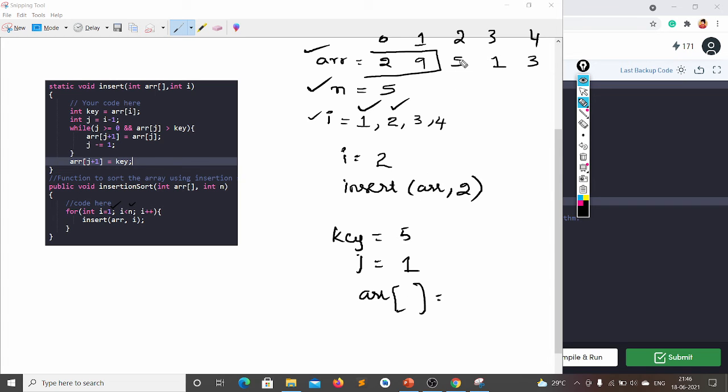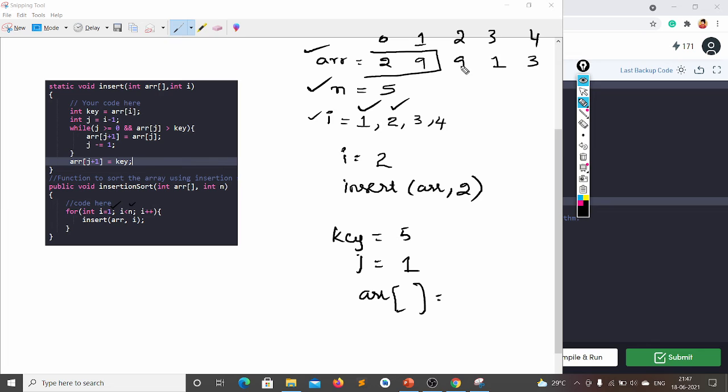So I'm coming backwards. Is my 5 less than 9? Yes. Then what I'm doing here, I'm inserting this 9 into here, means in place of 5, I will get 9. Again, I will check with 2. Is my 5 less than 2? That is nothing but if my key is less than 2? No. So I will stop here.